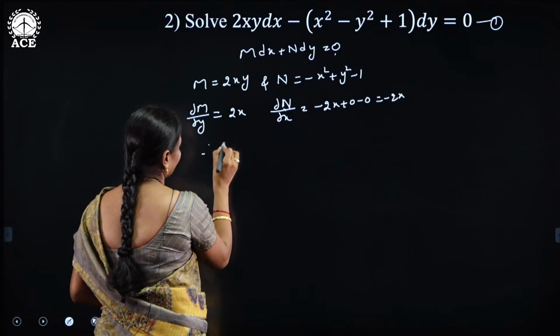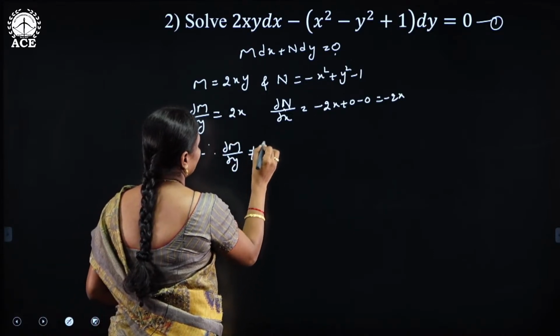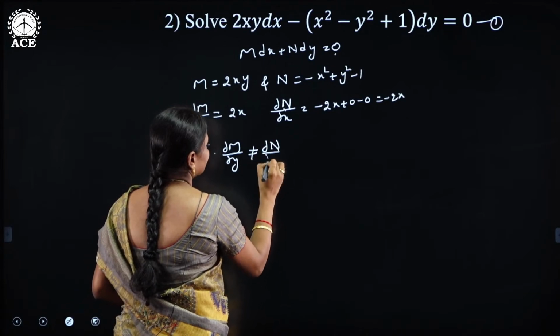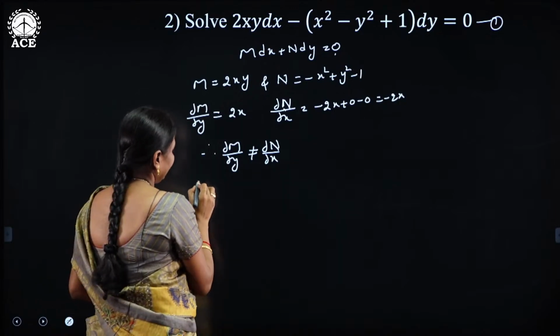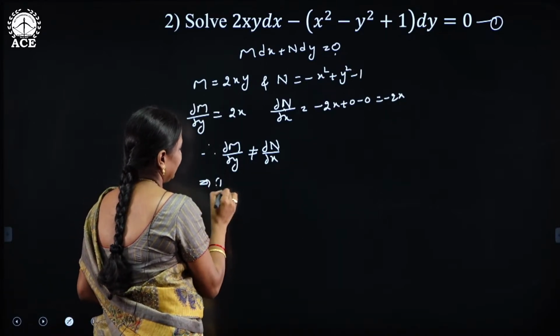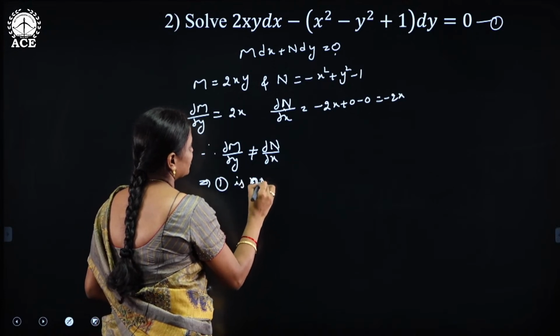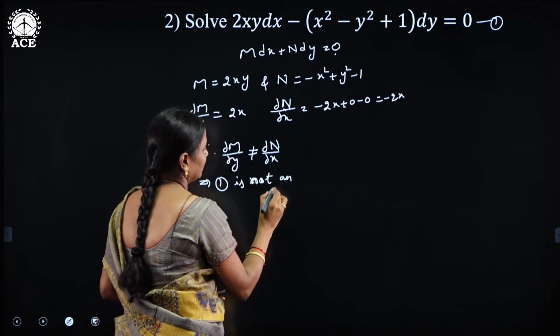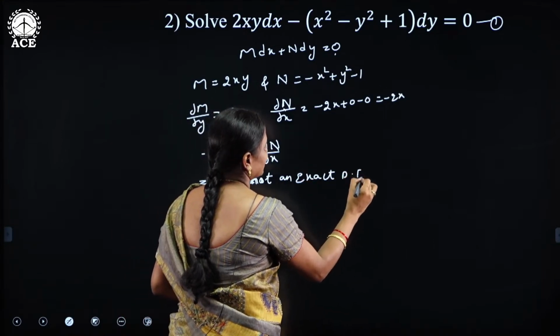So what is the observation here? Therefore, dou M by dou y is not equal to dou N by dou x. When dou M by dou y is not equal to dou N by dou x, equation 1 is not an exact differential equation.